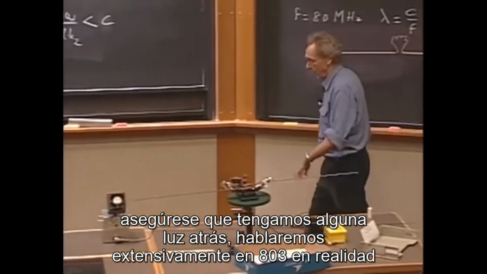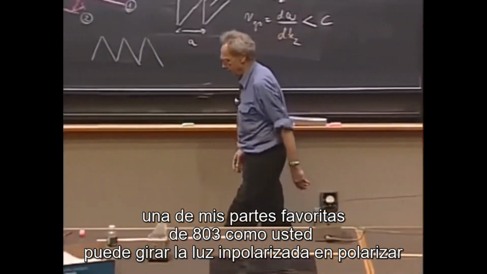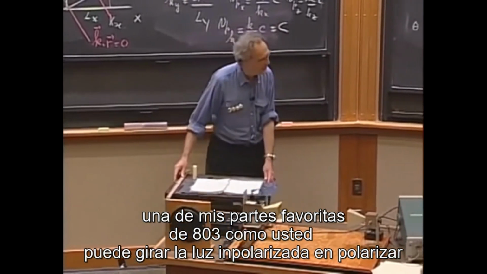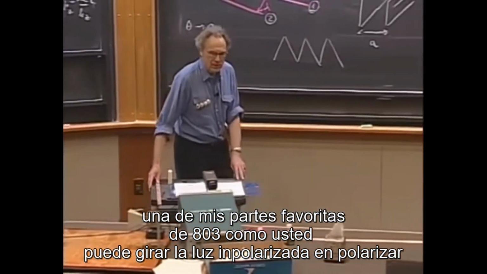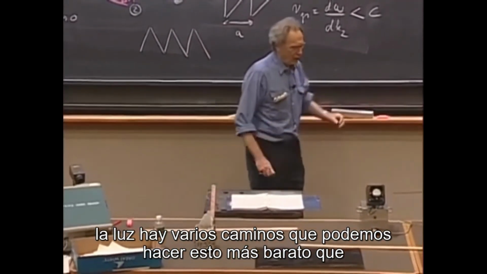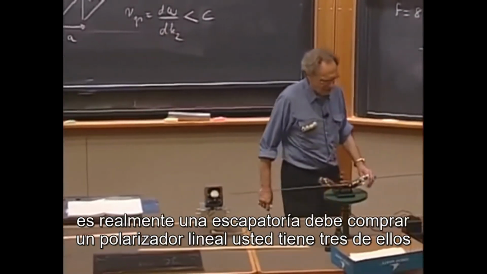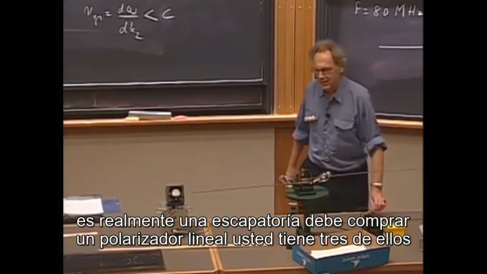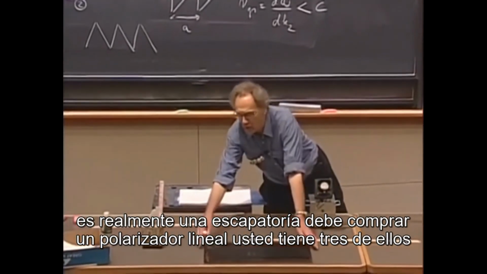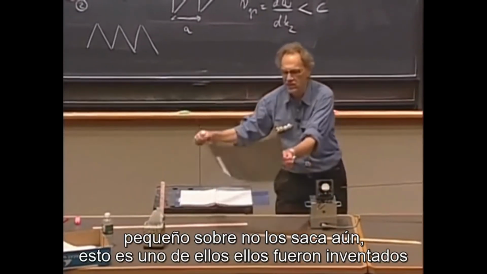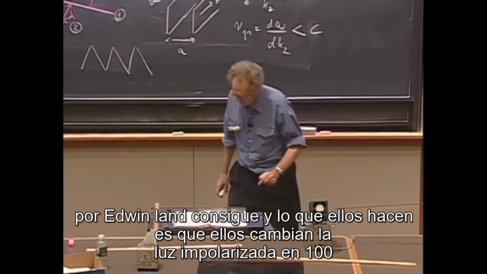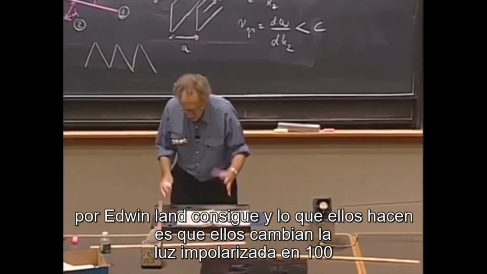We will discuss extensively in 803, actually one of my favorite parts of 803, how you can turn unpolarized light into linearly polarized light. There are various ways that we can do that. The cheapest, which is really a cop-out, is to buy a linear polarizer. You have 3 of them in your little envelope. Don't take them out yet. This is one of them. They were invented by Edwin Land.